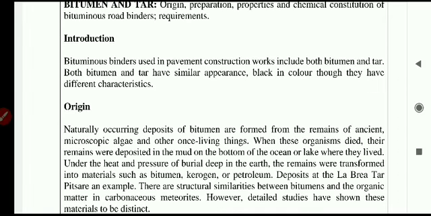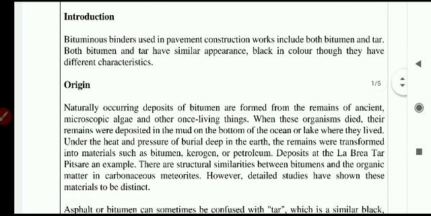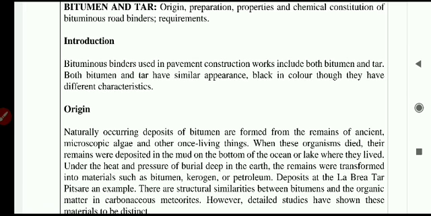In the origin of the bitumen, as bitumen has the property of adhesion, it can bind the materials, so it is used as an adhesive material in the construction of highways. It is also known as a binding material. As in concrete, cement is known as a binding material, in bituminous works, bitumen is the binding material.